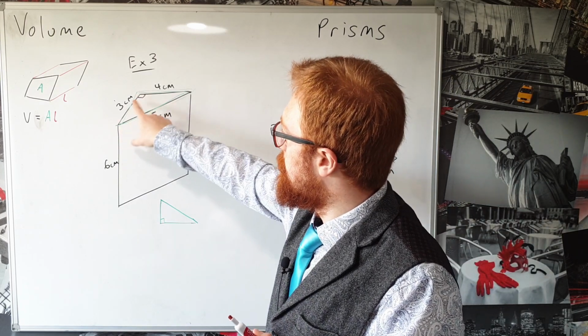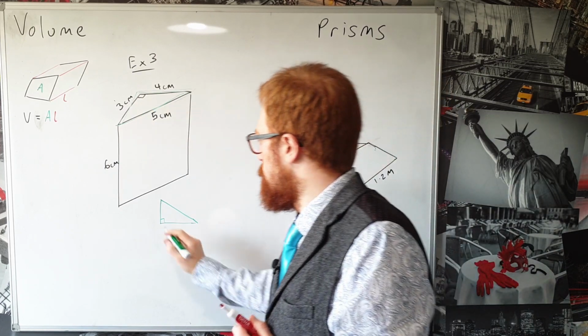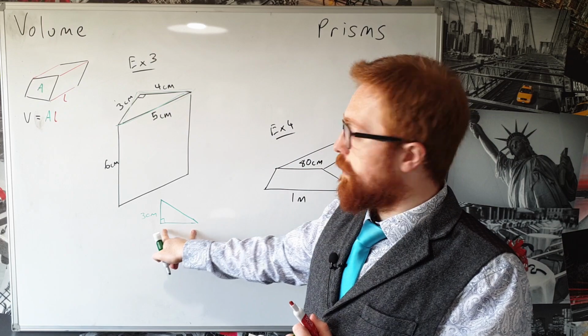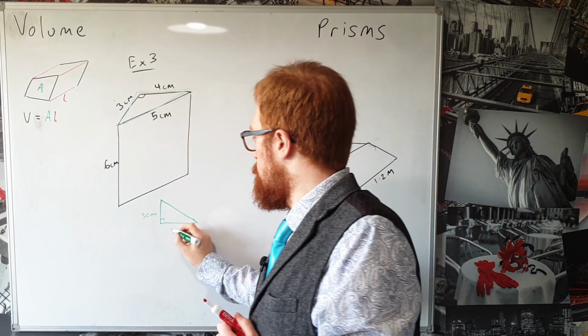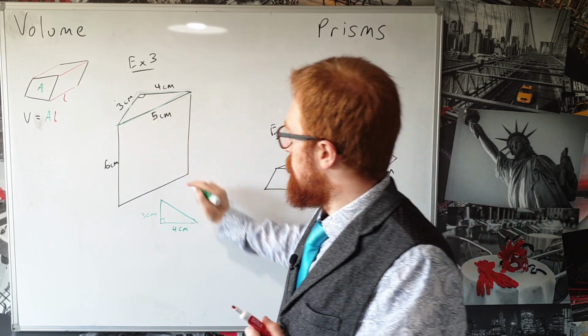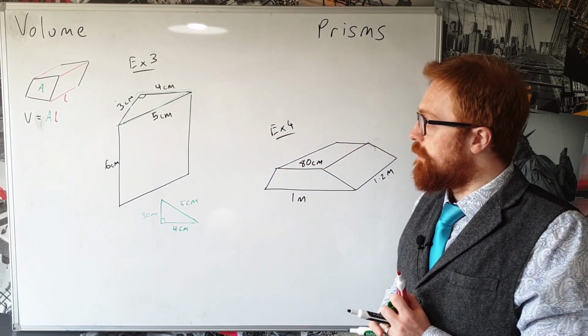Now here, this side is 3 centimeters, and that's one of the sides touching the right angle. So I'll draw that on. Now this length across the bottom is the other of the shorter sides. So that's 4 centimeters. And the hypotenuse, the longest side, is 5 centimeters. Now this allows us to find the area really, really easily.